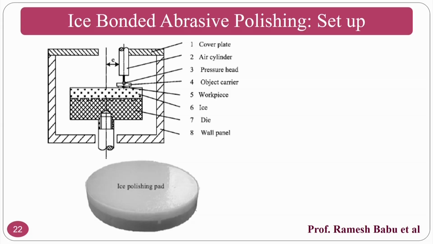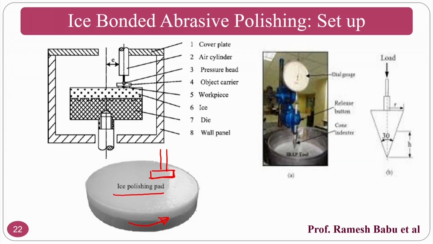Like this, practically, the ice bonded abrasive pad will be like this, on which you will hold your workpieces, and you rotate this ice polishing pad so that the finishing action takes place. You can also check the hardness of this. Normally, since ice behaves like a brittle material, you can go for a cone type of indenter and check the hardness value of this ice polishing pad and other things.